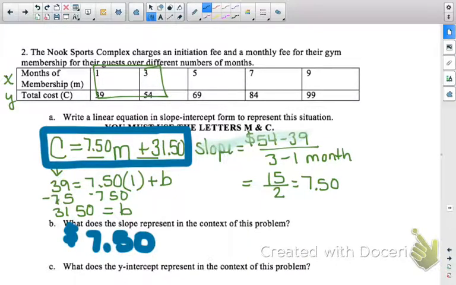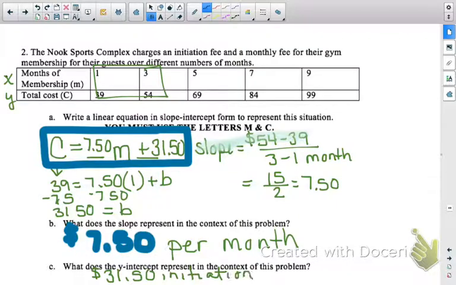So this tells me that it would be $7.50 per month. Now, what does the y-intercept mean in the context of the problem? Well, that would be an initial fee. So if you look back, it says that they charge an initiation fee, so that would mean that there is a $31.50 initiation fee. It's probably just for signing up. When I go to the gym, they always want to charge me like a paperwork fee.